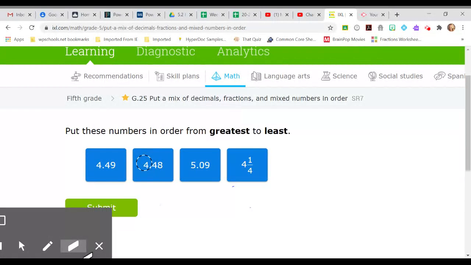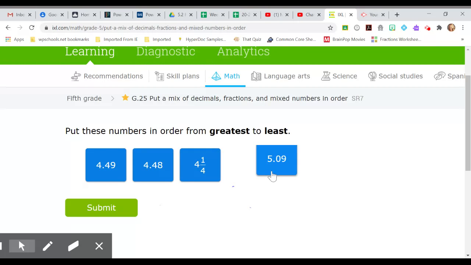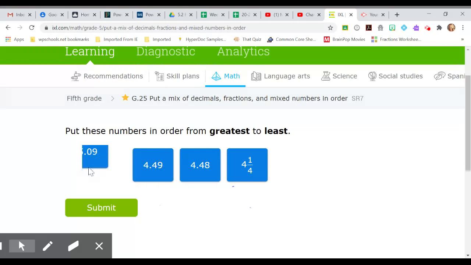So we have 4. I always look at the ones place first. Okay, 4, 4, 5, 4. So which one is my greatest? Kaylee. 5 and 9 hundredths is going to be, I'm going greatest to least, so that's going to be first.